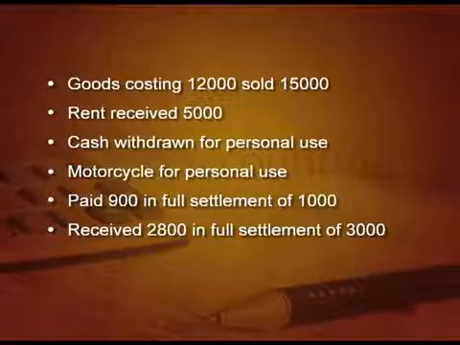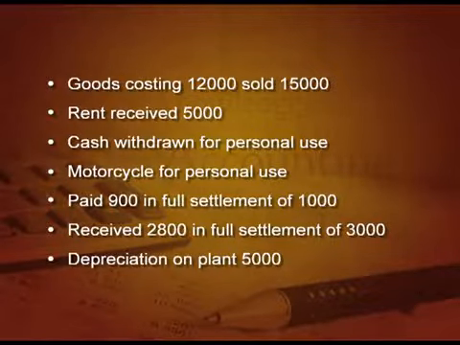Let us see the next one. Depreciation on plant 5,000. Depreciation is an expense. Expense will reduce the capital by 5,000, and the value of plant also goes down by 5,000, because depreciation means the value of plant has decreased by 5,000. So, plant minus 5,000, capital minus 5,000. I hope it is clear.